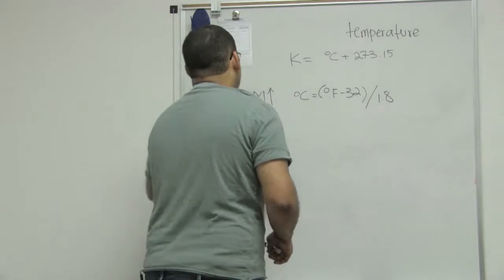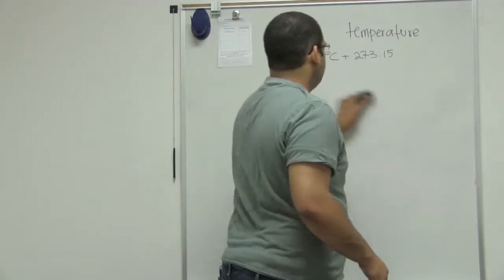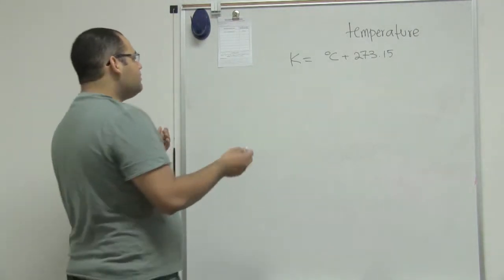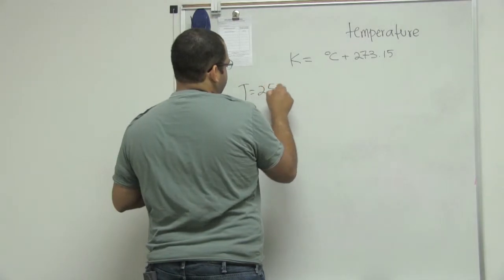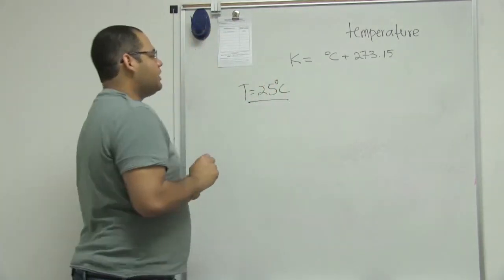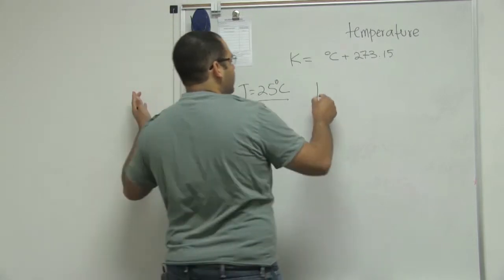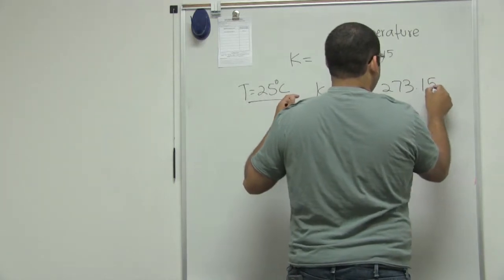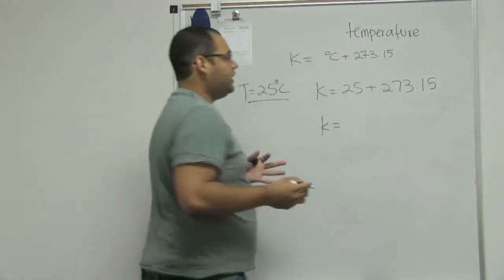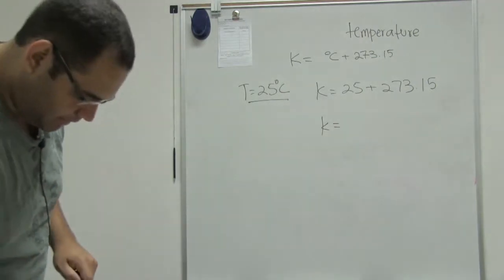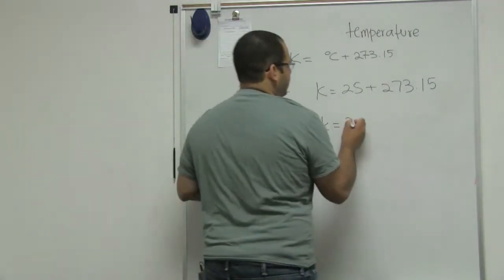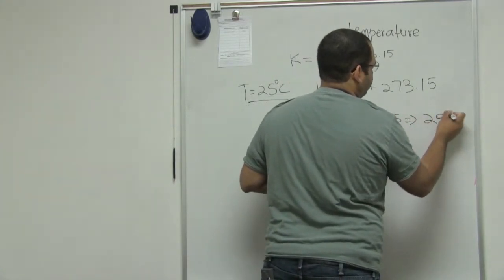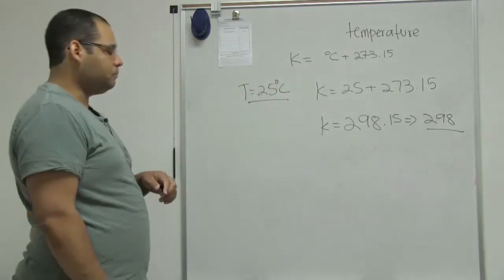So suppose my professor gives me a question and says, well, my temperature was 25 Celsius. Can you tell me how much is that in Kelvin? Oh yes, I just say Kelvin equals 25 plus 273.15. So the temperature in Kelvin, let me just plug this in my calculator, would be 298.15, or I would say 298. This would be my temperature in Kelvin.